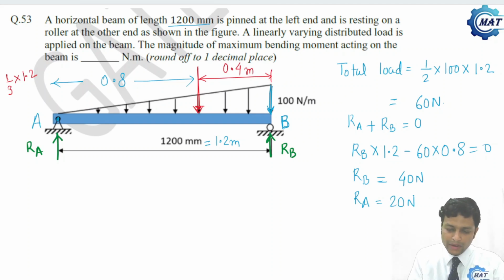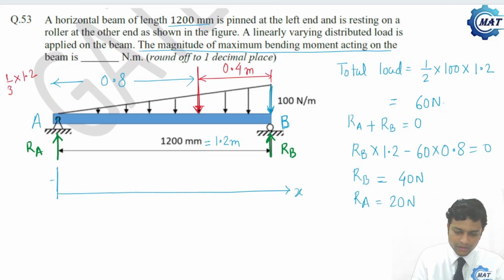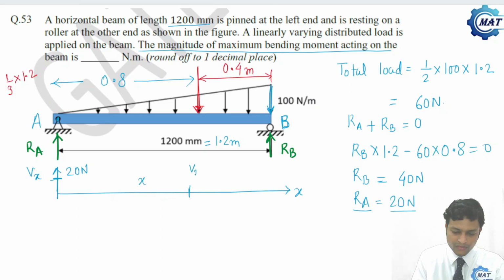Now the bending moment will be maximum where? Where shear force is 0. If I want to calculate the position where shear force is 0, let me draw the shear force diagram, Vx. So Vx at point A is 20 Newton, because RA is 20. Now where is it 0? Say I do not know, at any location x, the value of Vx is 0.